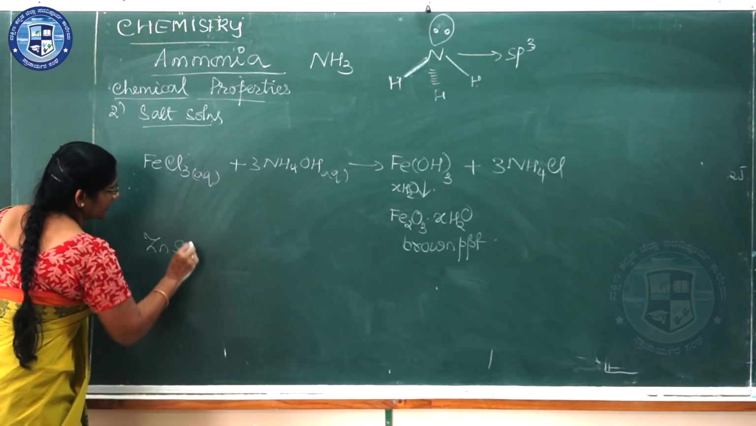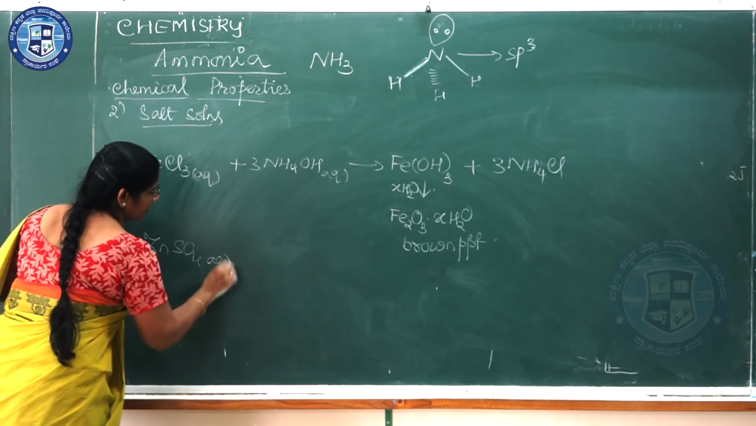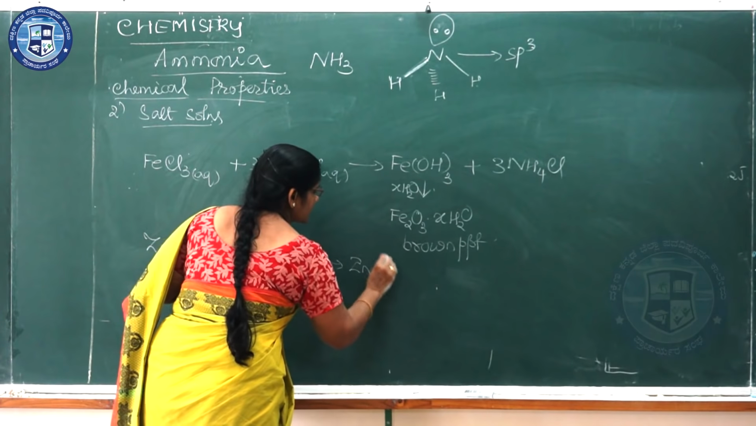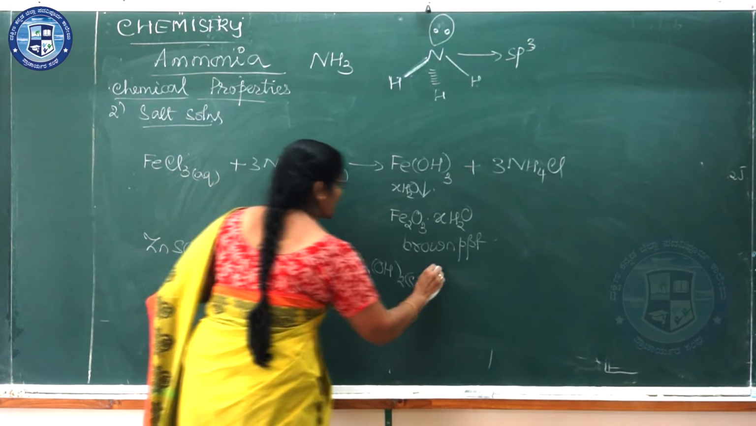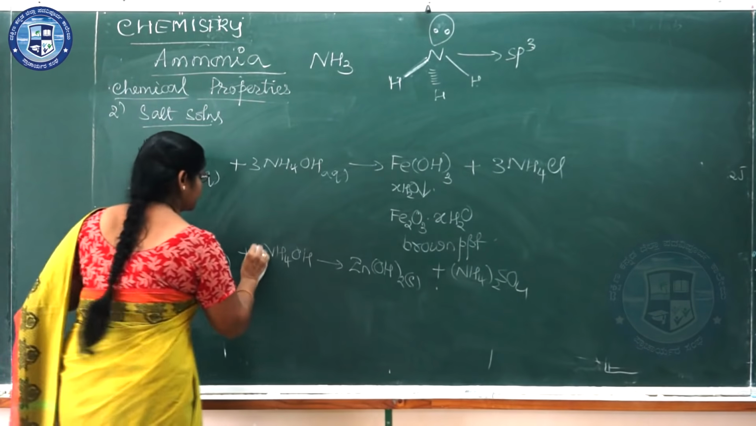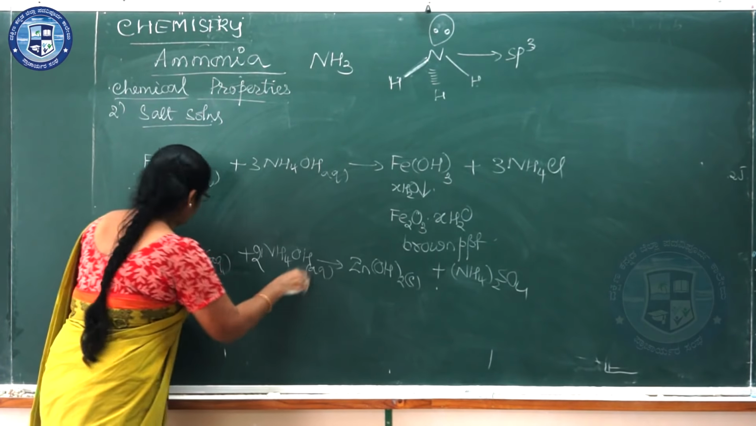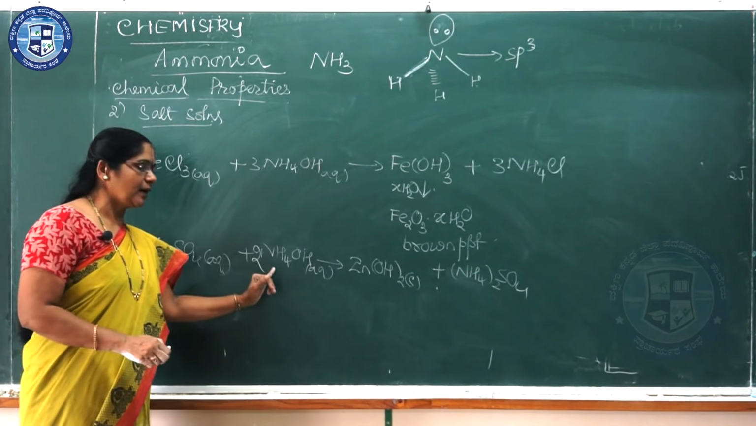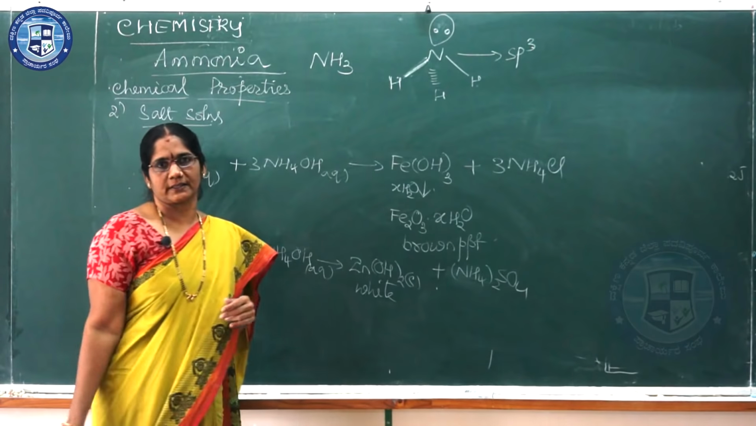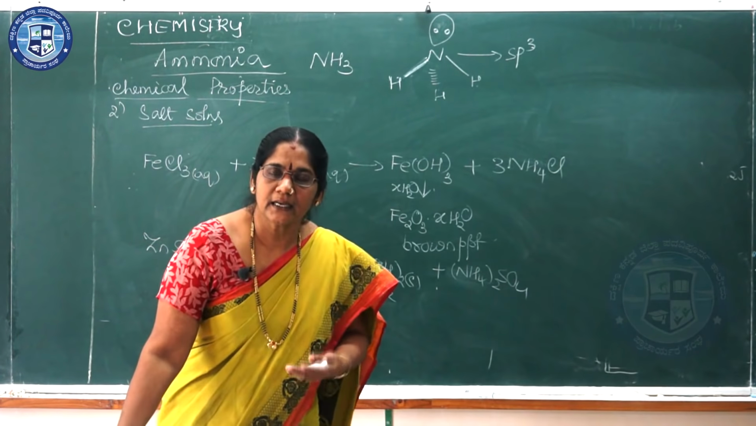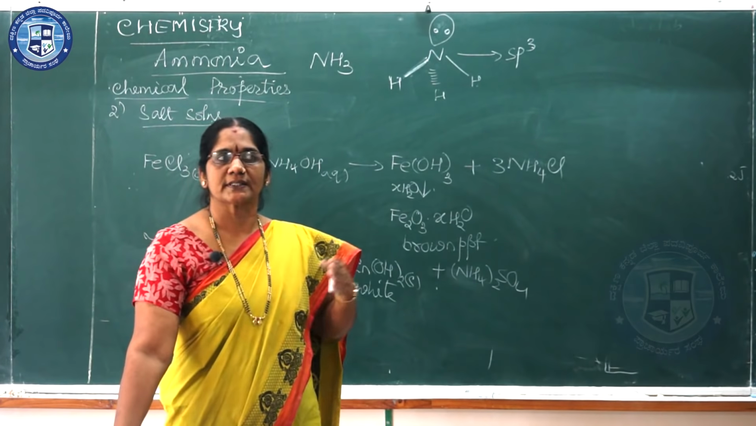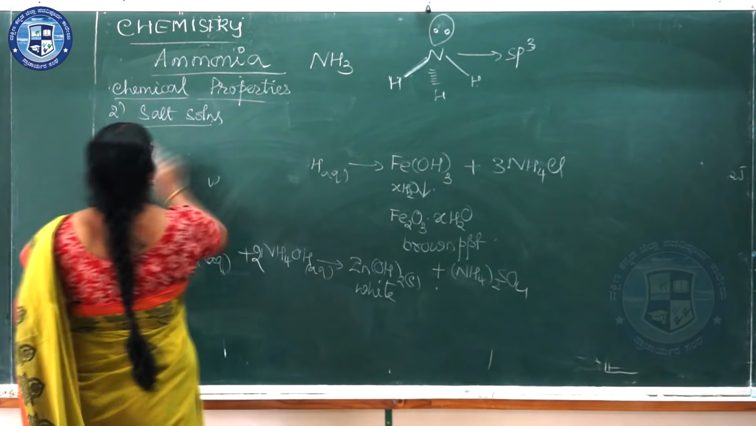In the same way, if you take zinc sulfate solution and add ammonium hydroxide, it gives a white precipitate of zinc hydroxide along with the formation of ammonium sulfate. So when zinc sulfate salt solution is treated with ammonium hydroxide, we get a white precipitate of zinc hydroxide. So this is how some metals can be precipitated as their hydroxides when their salt solutions are treated with ammonium hydroxide.